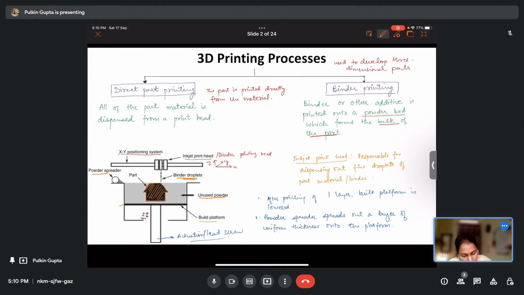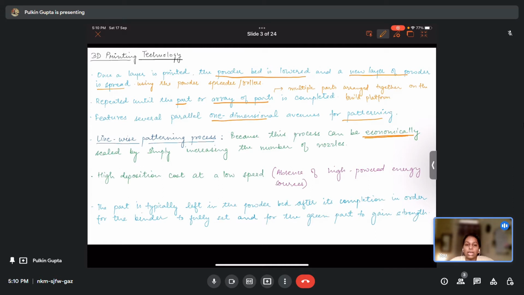So as you have seen, this is the screw or something on which your inkjet print heads are mounted. So you can easily add more nozzles on this drive. What it will do is scale up the process, so you can make multiple parts at a time, or eventually speed up the process. Then this becomes even more economic, and hence it is called line-wise patterning, because you are adding your print heads or nozzles in a line-wise fashion.